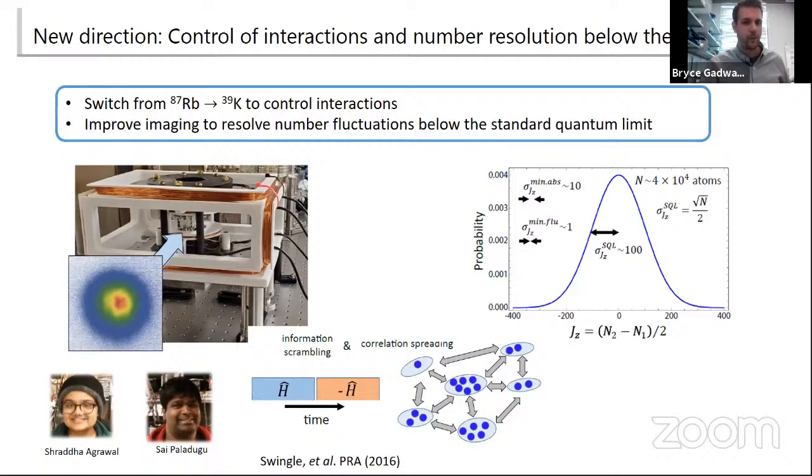With control over the single particle Hamiltonian and the interactions, maybe we could start to study things like correlation spreading or some breakdown in something leading to non-ergodic behavior in this system.